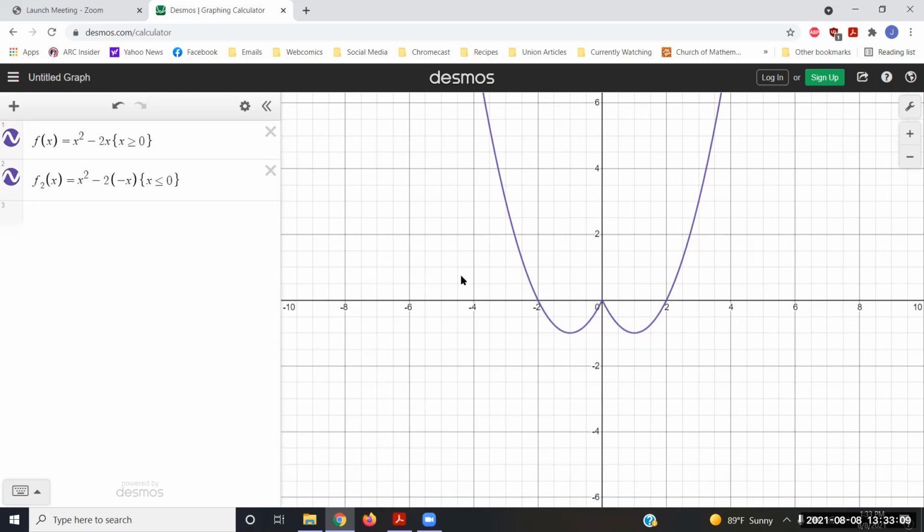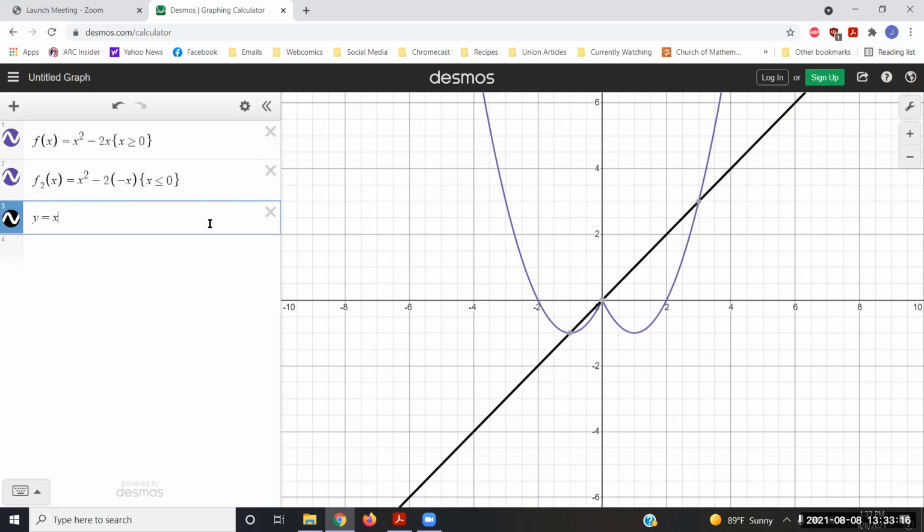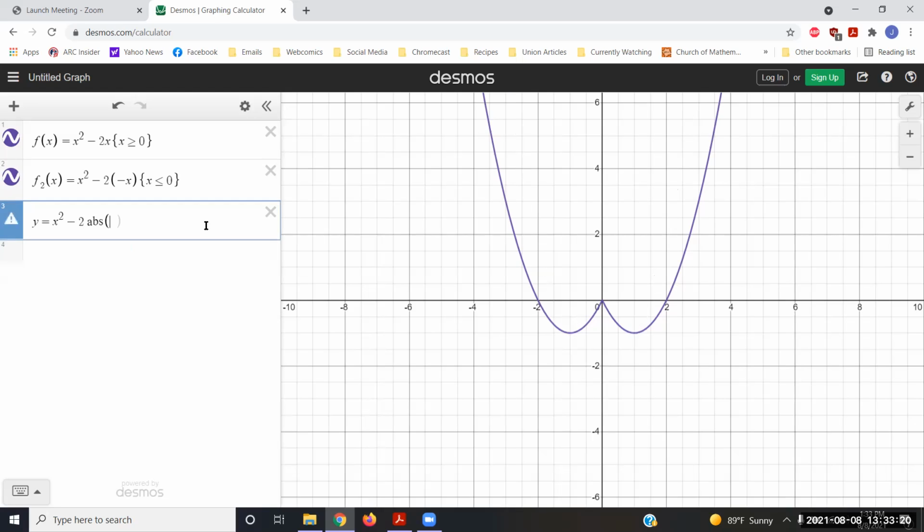And that's some interesting behavior. But that's what the graph of y equals x squared minus 2 absolute value of x looks like. It just comes from the original definition of what absolute value is. Well, one of them.